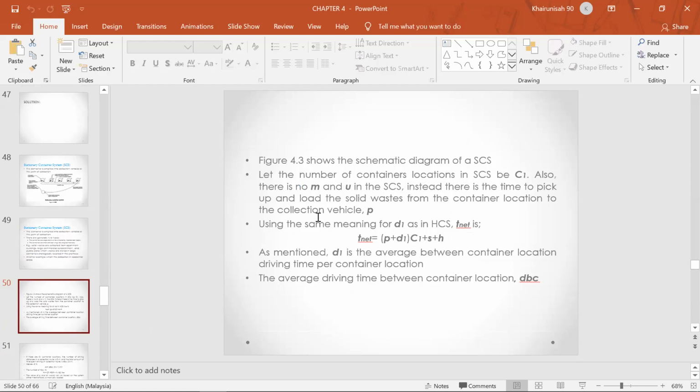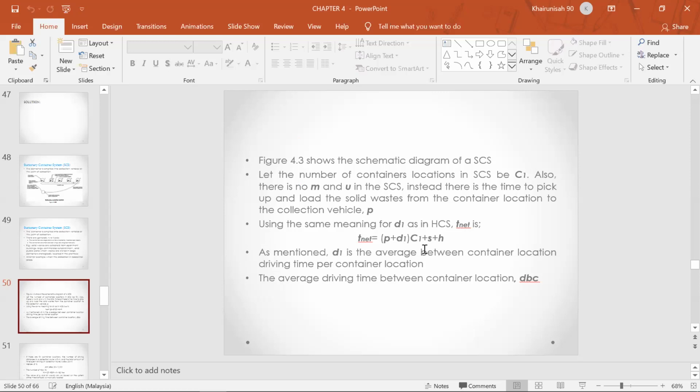Instead, there is the time to pick up and load the solid wastes from the container location to the collection vehicle, which is the small p. And using the same meaning for D1 as ACS, Tnet equals (P plus D1) multiplied by C1, plus Vs plus Vh.